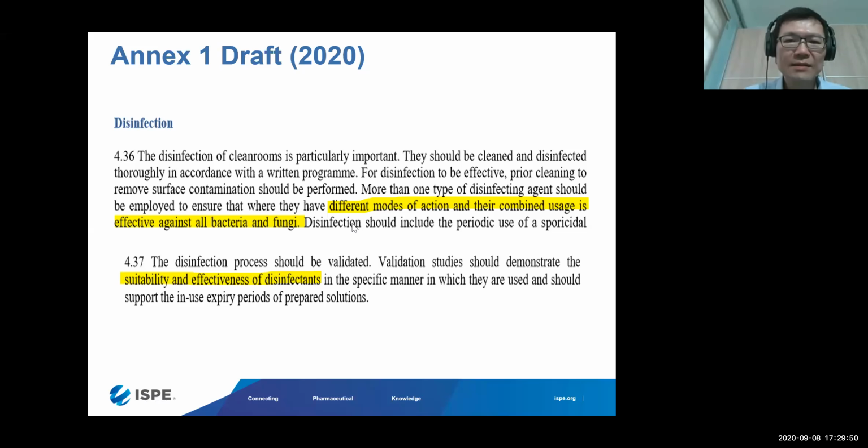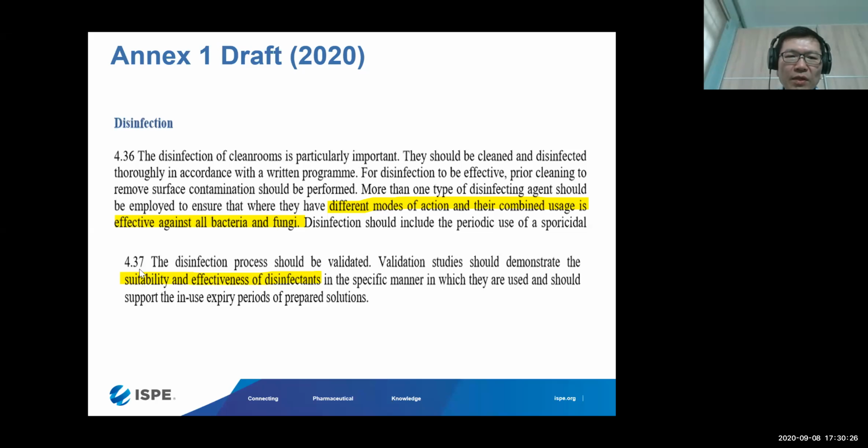If you see the draft, there's a statement that says that more than one type of disinfecting agent should be employed to ensure that they have different modes of action. I explain the different modes of action in the next slide, and their combined usage is effective against all bacteria and fungi. Different modes basically means the different ways of inactivating or killing the microorganisms. There are many ways of inactivation of microorganisms. So this is basically referring to that.